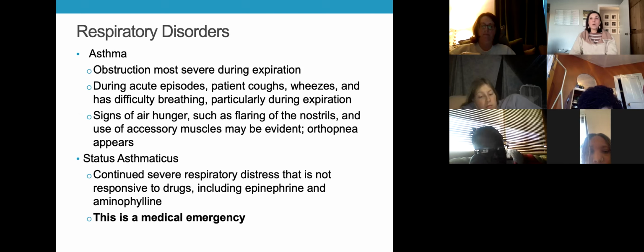And then status asthmaticus is going to be just like status epilepticus. So continued severe respiratory distress that doesn't respond to medication. And that is also going to be a medical emergency.